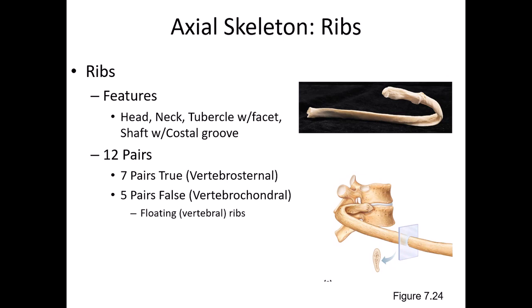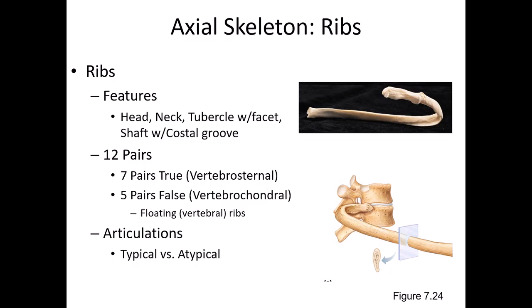7 pairs of true ribs are numbers 1 through 7, and we start counting our ribs superiorly. So the first rib is the most superior one. And then our false pairs of ribs are pairs numbers 8, 9, 10, 11, and 12. Pairs 11 and 12 are also known as floating ribs because they do not articulate with costal cartilages to the sternum at all. So there's no articulation to the sternum at all. They're just kind of floating, hanging out there. And they are the smallest pairs of ribs, 11 and 12. So floating ribs are false ribs.